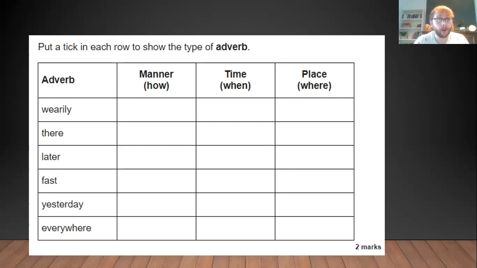Okay, so wearily tells you how somebody does something. There tells you where something is being done, and later tells you when something is being done. Fast tells you how, yesterday tells you when, and everywhere tells you where. Simple as that, really. No tricks to it. It is as easy as it looks.